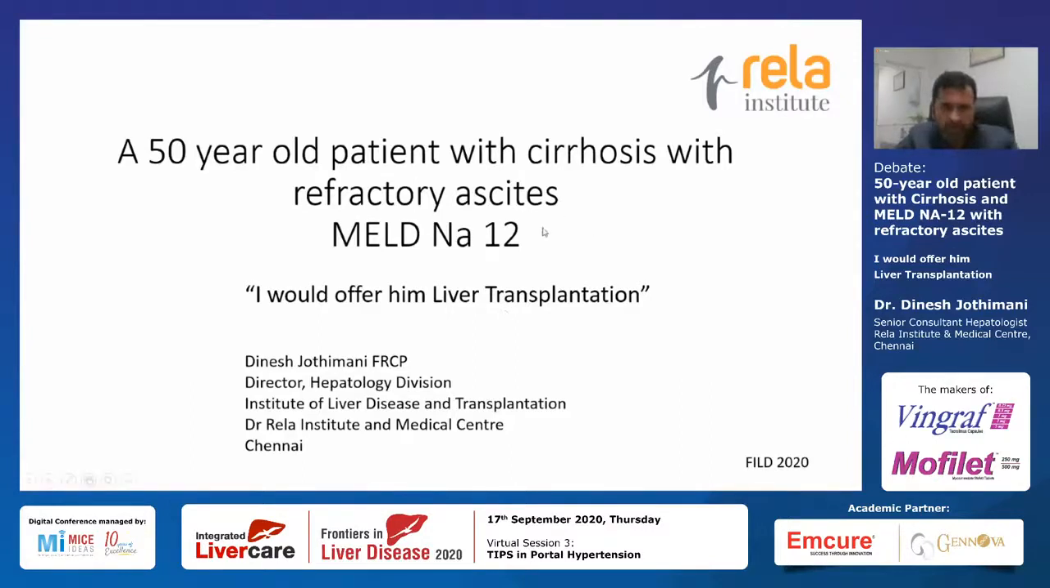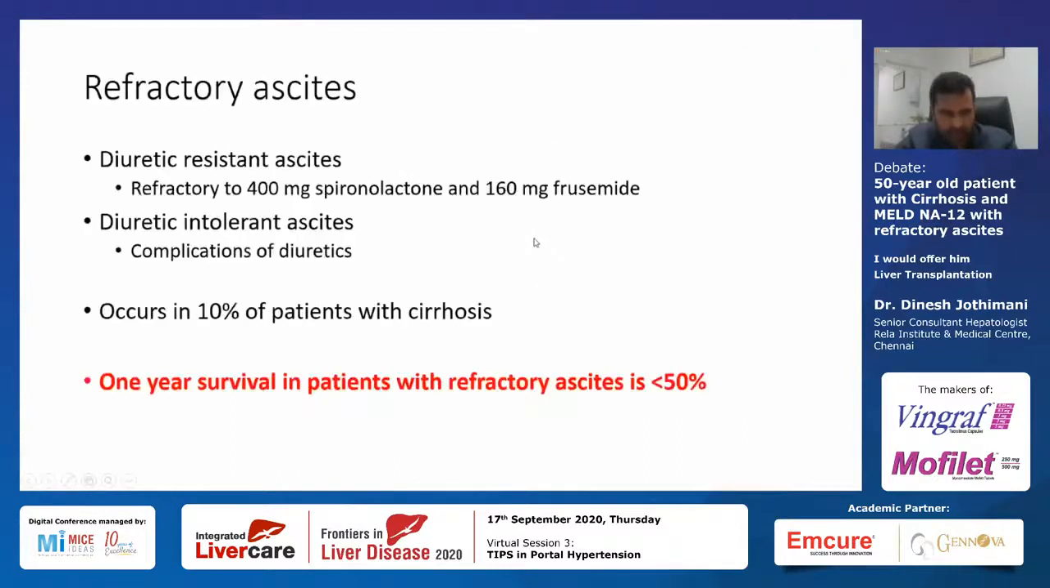So this is a 50-year-old gentleman with cirrhosis and refractory ascites. Manav showed what the definition of refractory ascites is. Refractory ascites means you cannot mobilize the ascites by any means, either using maximal diuretics or when the patients develop complications. It occurs in 10% of patients with cirrhosis. And when somebody develops refractory ascites, the survival is less than 50%.